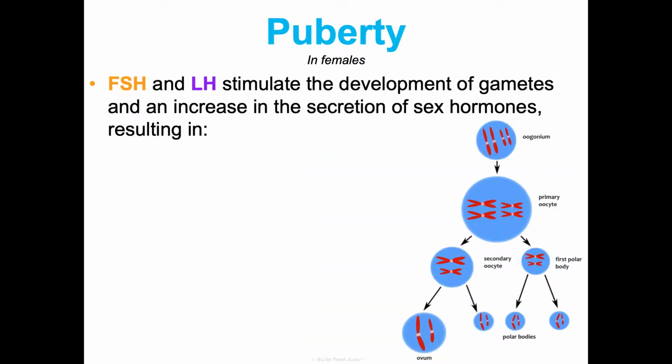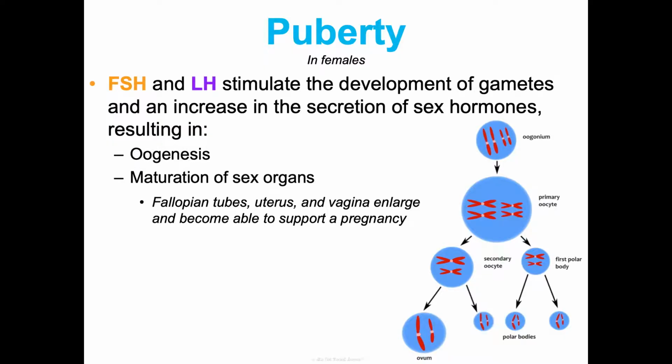All right, a puberty overview for females. That FSH and LH, they stimulate, again, the development of gametes and an increase in secretion of sex hormones. In females, that results in oogenesis, which is just meiosis in females, but we're going to make ovum or egg instead of sperm. It also is going to cause female sex organs to mature in preparation for not just copulation, but for pregnancy, which is unique to females.